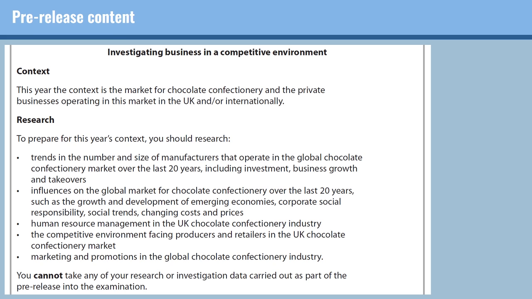Obviously, there's going to be an international flavour to it because Theme 4 is entirely about global business. So there's obviously going to be some global companies here. So to prepare for this year's context, you should research these 5 bullet points. I'm not going to go through them very much here because I'm going to go through them on the next slide, and it's pretty much these 5 bullet points that I'm going to go through in some detail over the rest of this presentation. The one thing to remember is you can't take any of your research or investigation data into the exam, obviously, but if you've been studying it for long enough, you should know some of it. Some of it hopefully stayed in your mind.